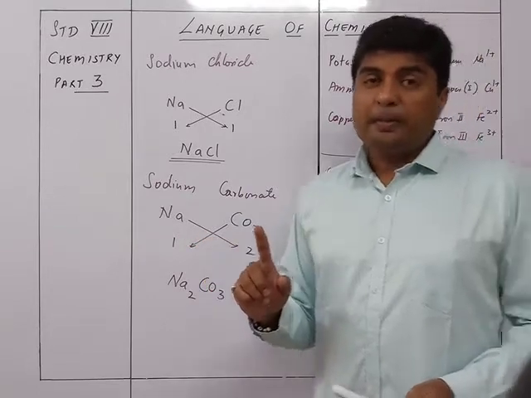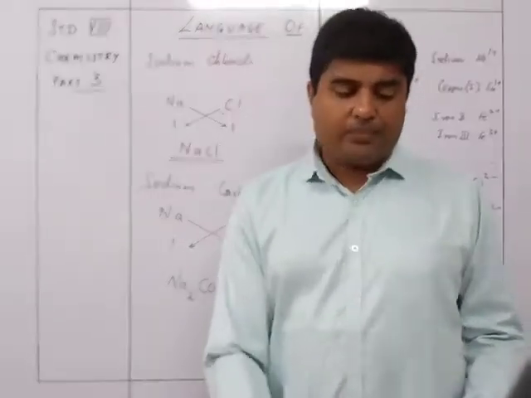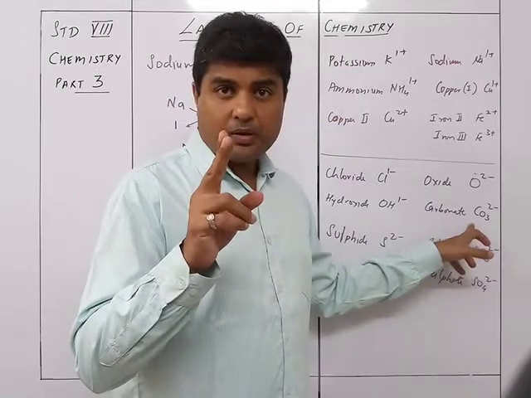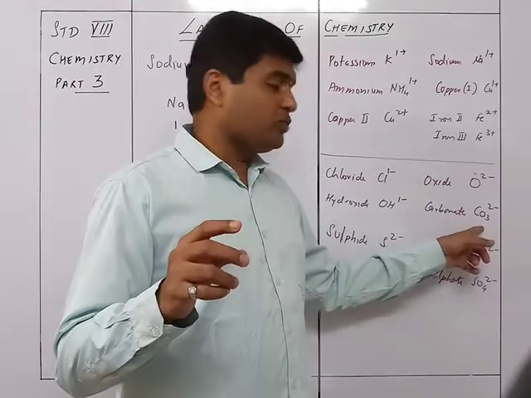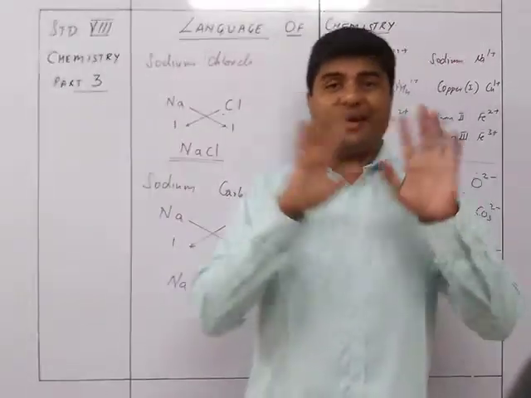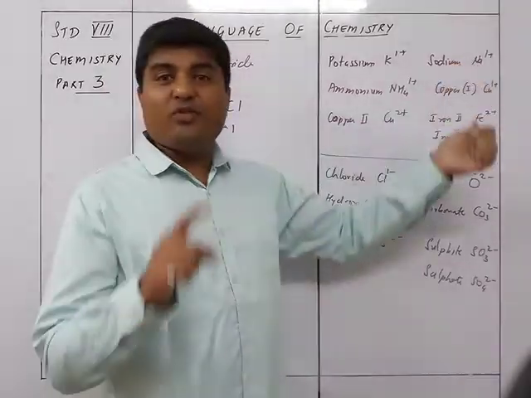Why is it so? Because carbonate has valency 2 minus, that means it requires 2 electrons to become stable, whereas sodium can give only 1.